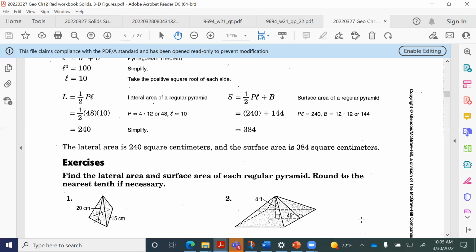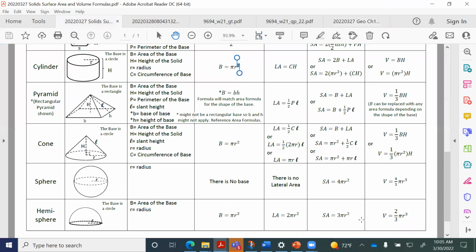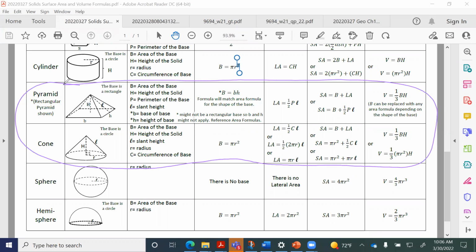Now, before I go any further here, let me go back to this paper from the other day. On this paper, we had perimeter. Sorry, already going down there. We had pyramids and cones, right? And again, we have equations that are very similar.